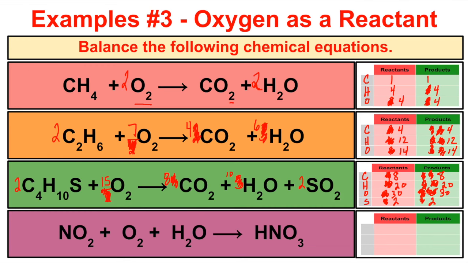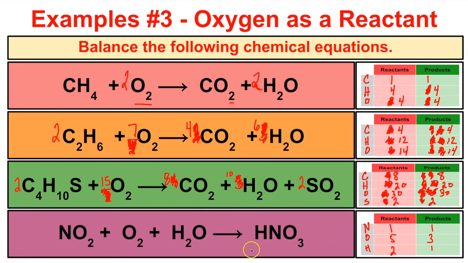Let's take a look at another one. This last one here is a little tricky, so let's take a look. We have nitrogen, oxygen, and hydrogen. On the reactant side, it looks like we have 1 nitrogen. Let's take a look at the oxygens. We have 5 oxygens. And if we take a look at the hydrogens, there are 2. On the product side, we only have 1 nitrogen. We have 1 hydrogen, and we have 3 oxygens.